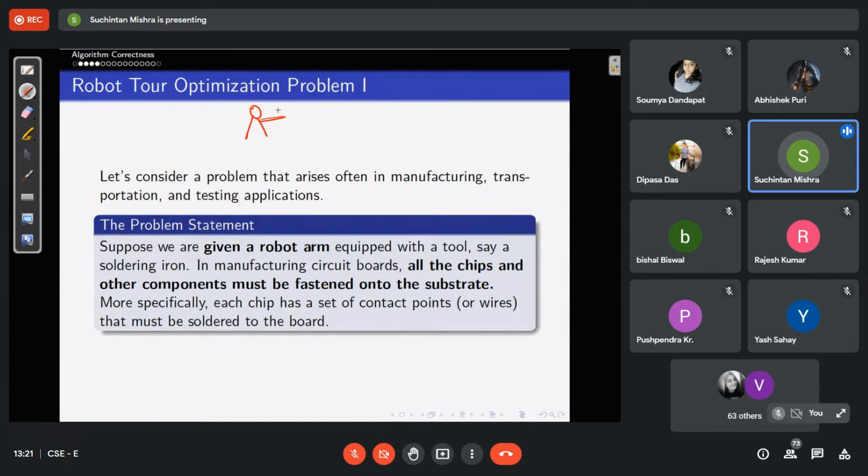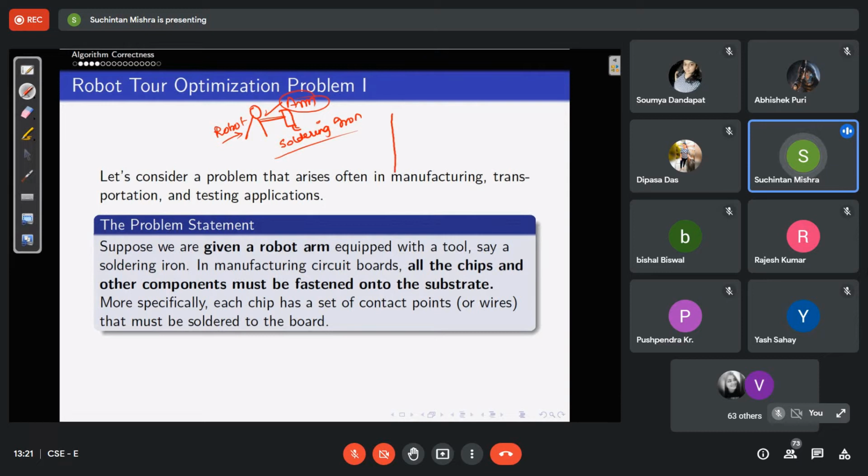Now let this arm be equipped with a tool, a welding tool or something. Suppose a soldering iron there. So now this is the robot, and this robot has an arm. That arm is equipped with a soldering iron, used in manufacturing circuit boards.